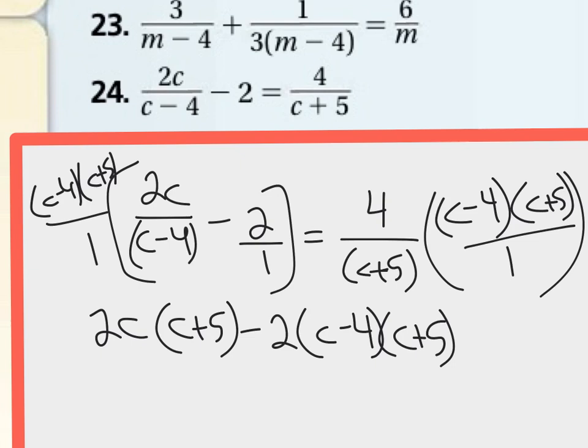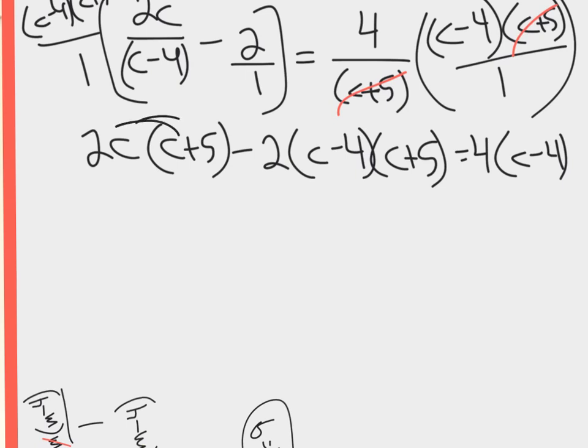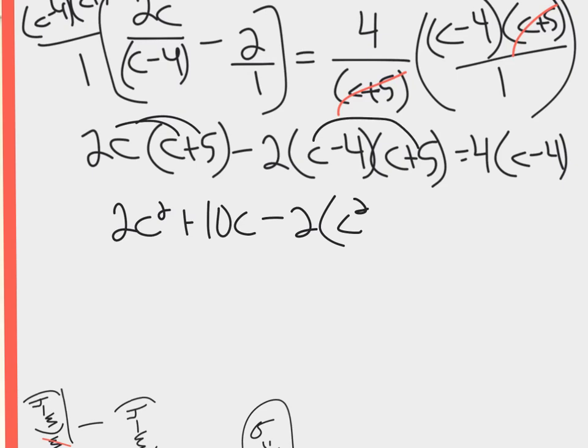And then on the right side, we only have one fraction again, so you can actually physically cancel out the c plus 5s. So try and simplify things a little bit here. 2c squared plus 10c. This part I'm going to wait to distribute the negative 2, so that'd be c squared, plus 5c minus 4c, so that'd be plus 1c, minus 20.